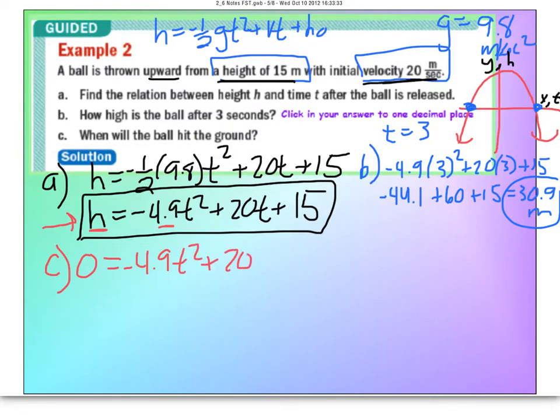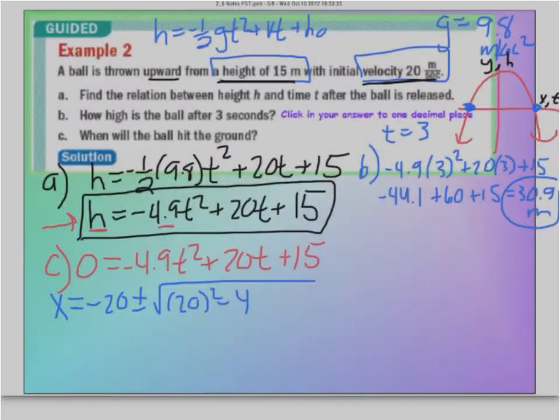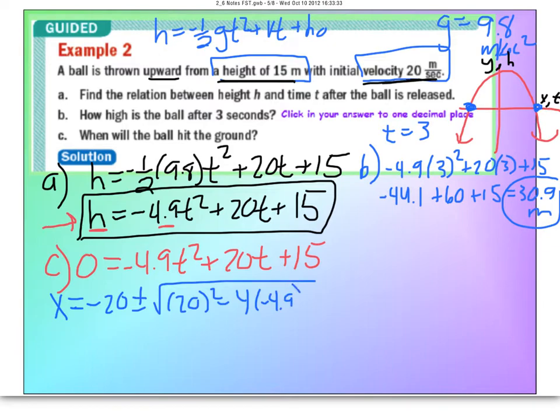Now, this is a quadratic, and I need to either factor it and find the zeros, or the x-intercepts, or I have to do quadratic formula. Unfortunately, on this one, the quadratic formula is my only option, so let's do it. x equals negative b plus or minus the square root of b squared minus 4 times a, and then times c. That's going to be all over 2a.